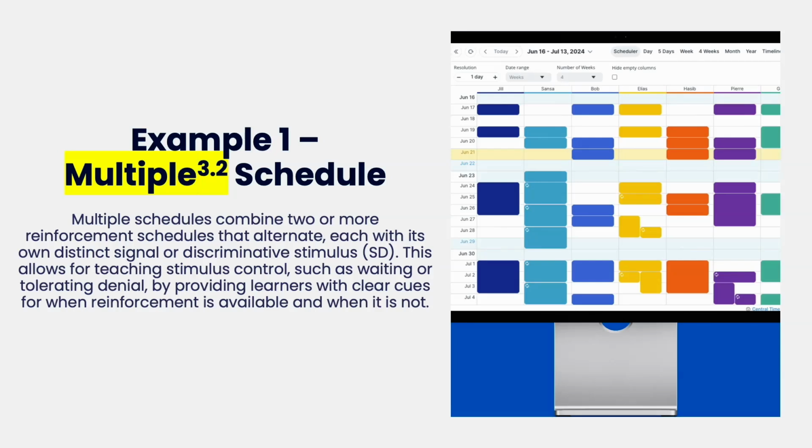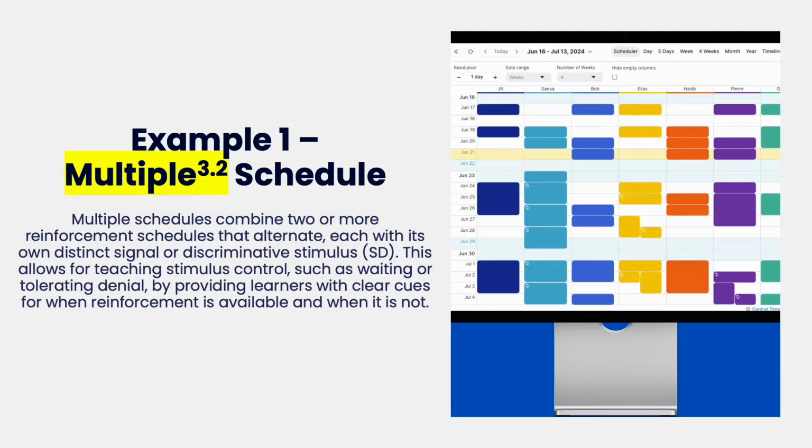Our first example is multiple schedules. Multiple just means we're going to combine two or more reinforcement schedules that alternate. A key with these complex schedules is the SD, the discriminative stimuli. So is there a discriminative stimuli or is there not? If there is, there's something in the environment telling somebody, oh, it's this schedule, now it's this schedule. Now, this is stimulus control. It's all discrimination training. So it will help make the schedule more clear.